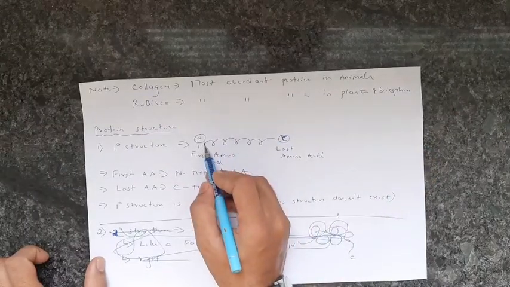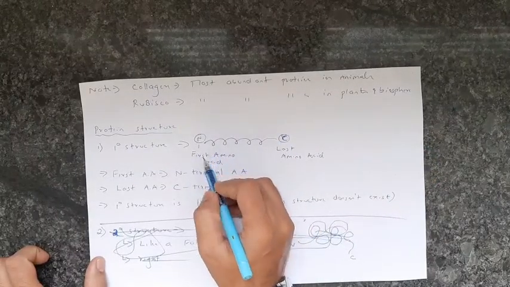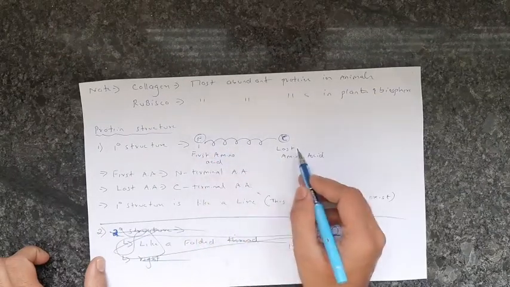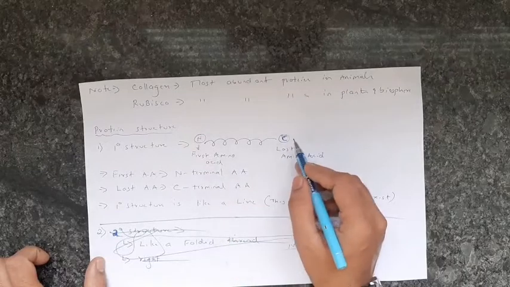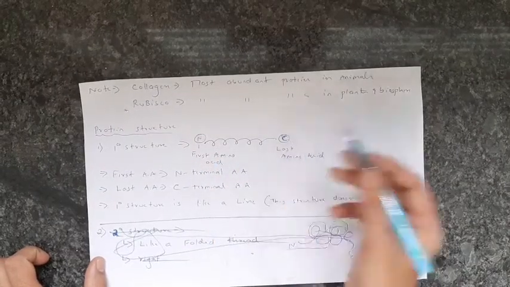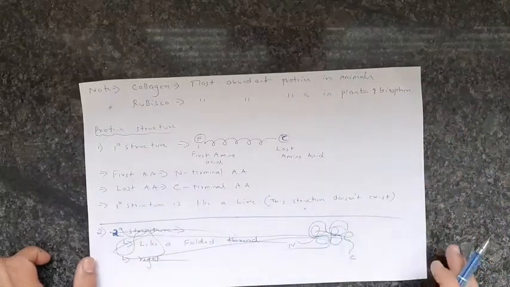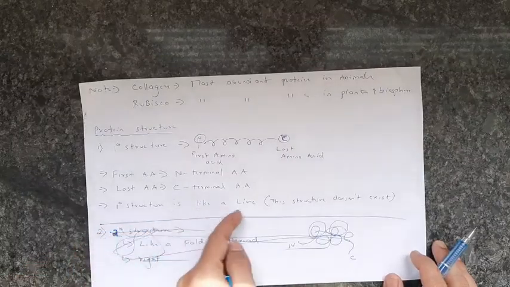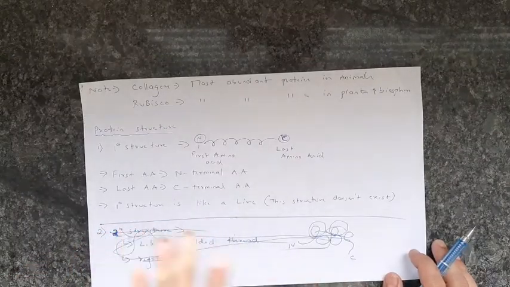The starting amino acid in the polypeptide chain is called the N terminal. The last amino acid in that chain is called the C terminal, N and C. N terminal is the first amino acid, C terminal is the last amino acid. Remember that the first amino acid is the N terminal, the last amino acid is the C terminal. Got it? Primary structure is like a line. This structure doesn't exist. Note this point.